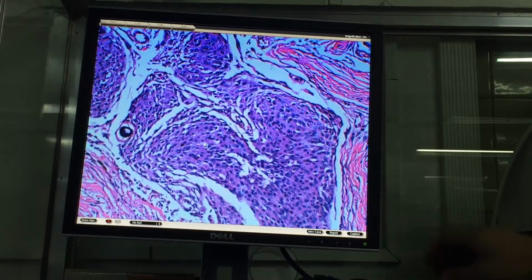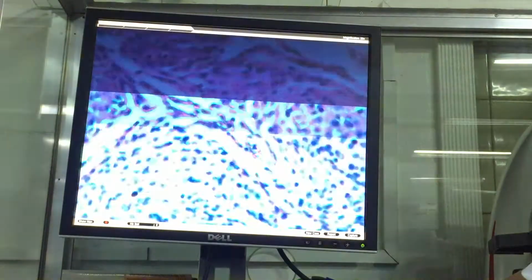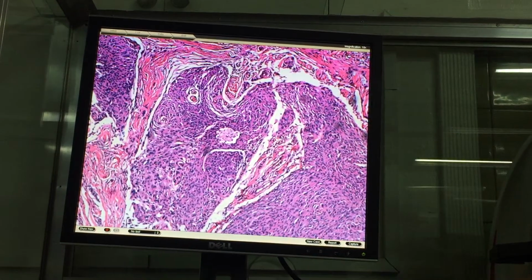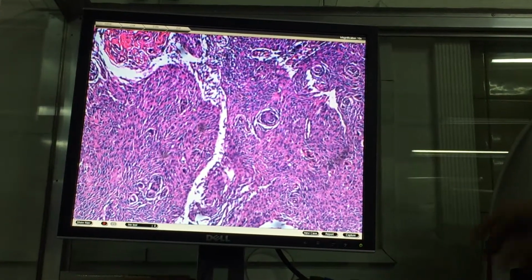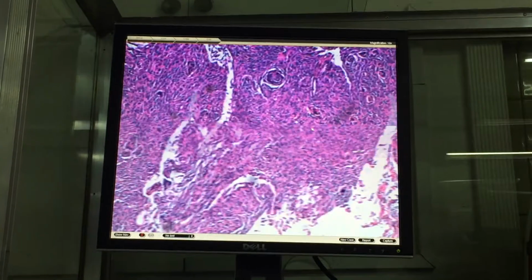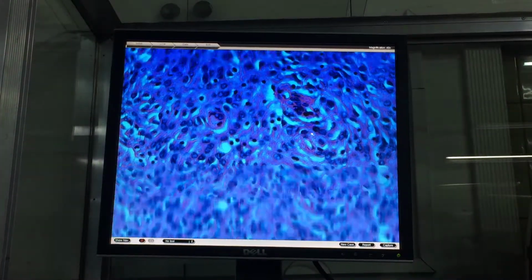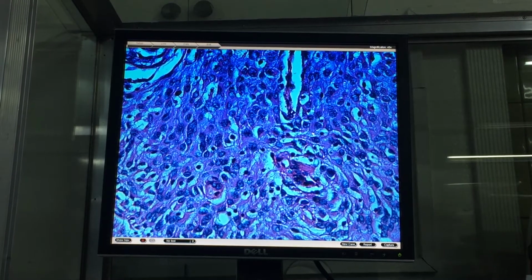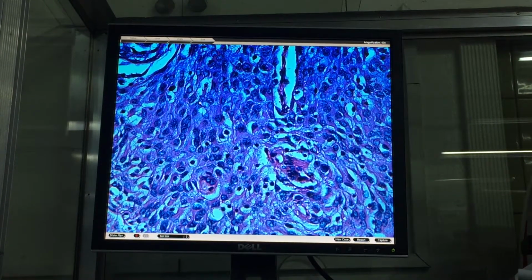What is your most probable diagnosis? Look at the cells. They are whirling, low power. See, some of these cells are whirling like this one. Anybody like to give a diagnosis? Almost uniform. Meningioma. This is meningioma.